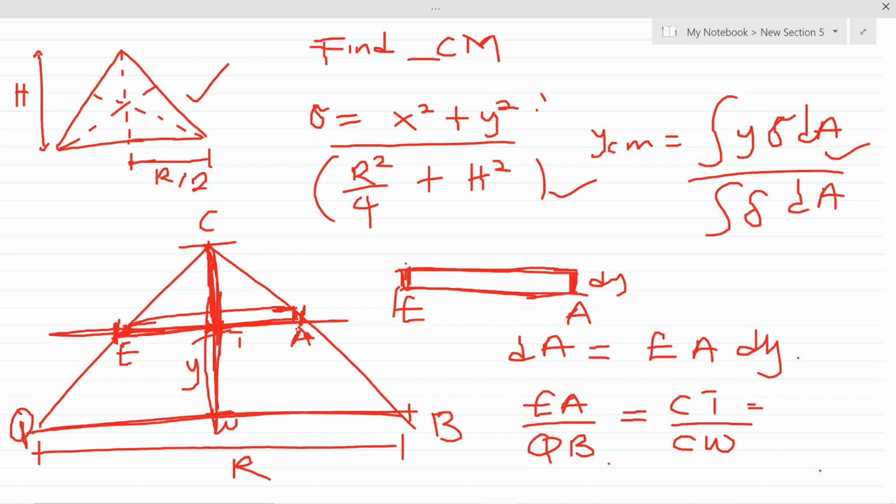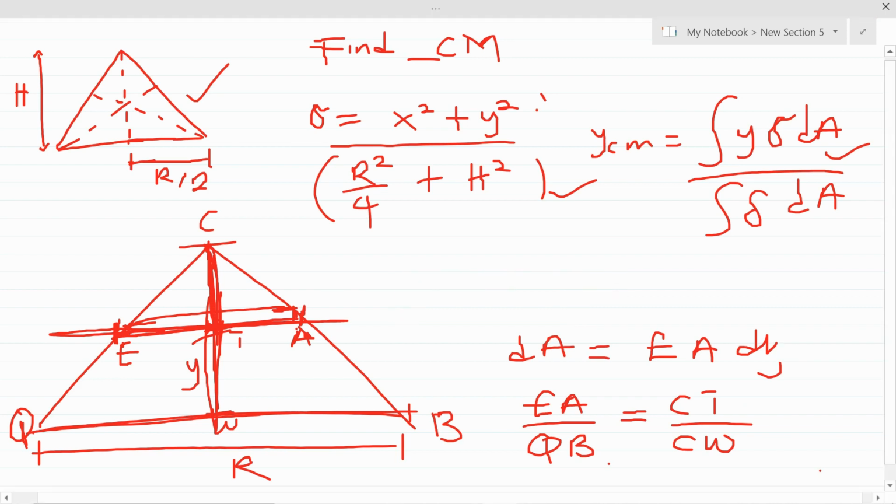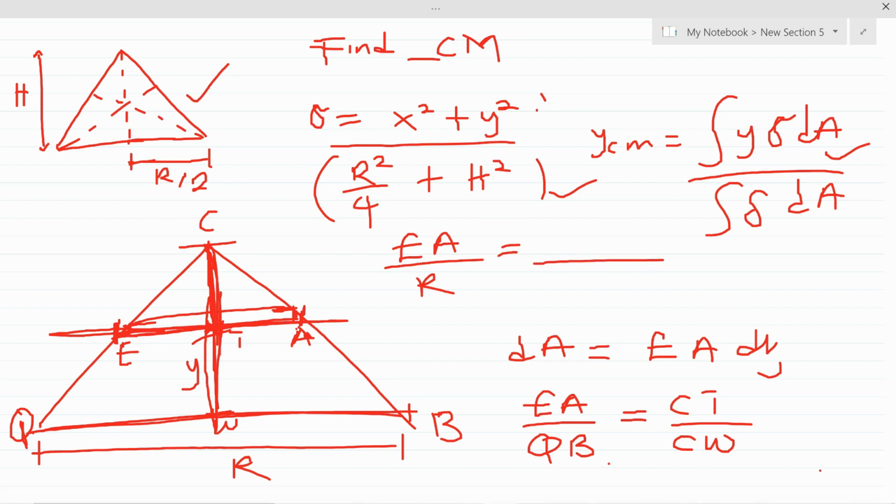Let me erase some parts and we'll do this there. So like I said, you have EA over QB. QB is what? Our total base, which is R. And this is equal to CT. Our C to T, we don't know, but we'll write an expression for it very soon, just wait. But our CW is the whole height, H.